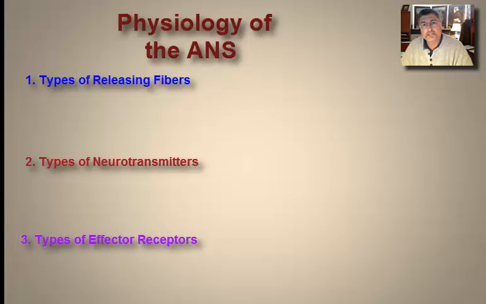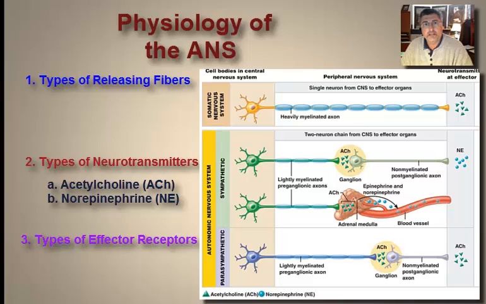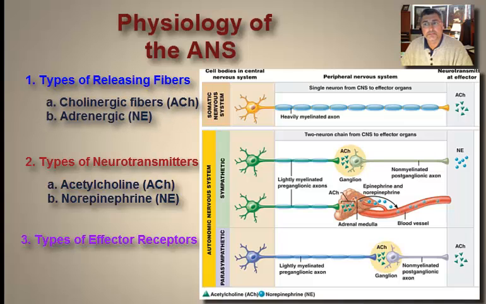And then the third player is going to be at the target site, the target organ, and it's going to be the type of receptor there that can bind to that neurotransmitter. The two key types of neurotransmitters that are going to be found in the autonomic nervous system are acetylcholine and norepinephrine. This is the same acetylcholine that we also see released from the axonal terminals of the somatic axons. In the autonomic nervous system, acetylcholine is released from a cluster of fibers known as the cholinergic fibers. The other type of releasing fiber, adrenergic fibers, release norepinephrine at their axonal terminals.